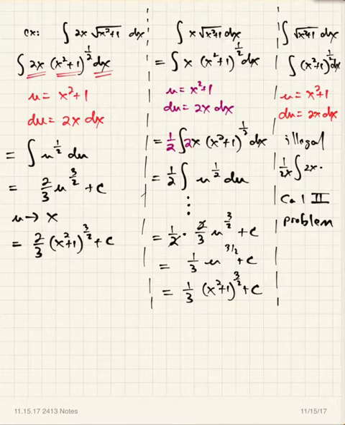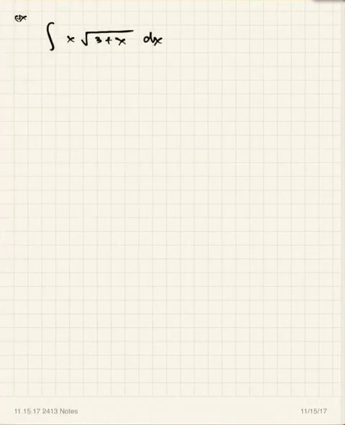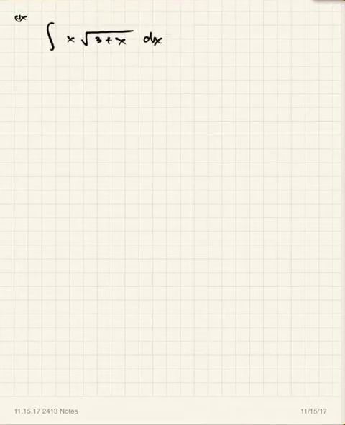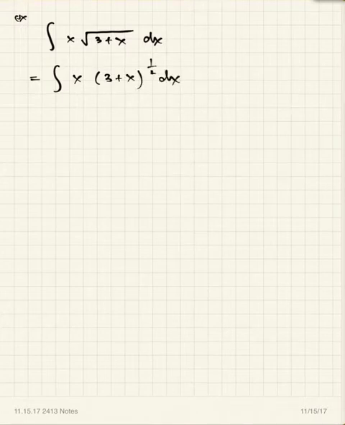All right, so let's now go on to another problem where a substitution does work, but is not quite as straightforward as what we've been talking about. So on this problem, we have the indefinite integral of x times the square root of 3 plus x dx. So I rewrite the square root of 3 plus x as 3 plus x to the 1/2. Okay, so I can use exponent rules and the power rule. That makes sense to do.